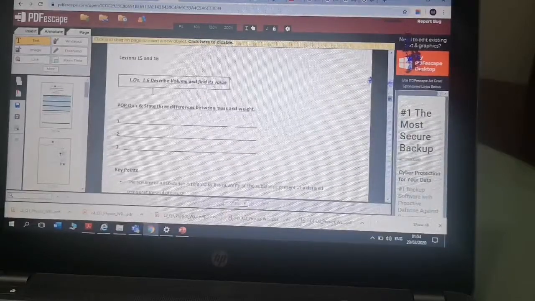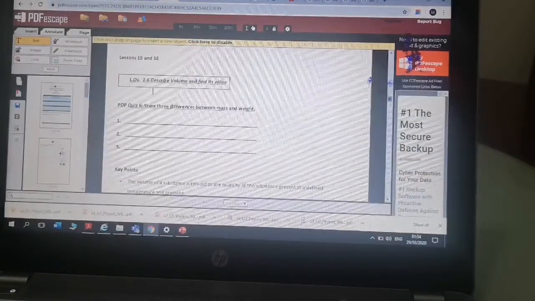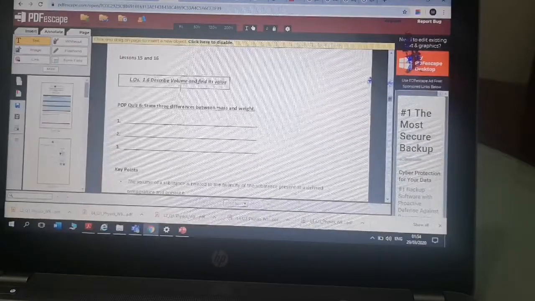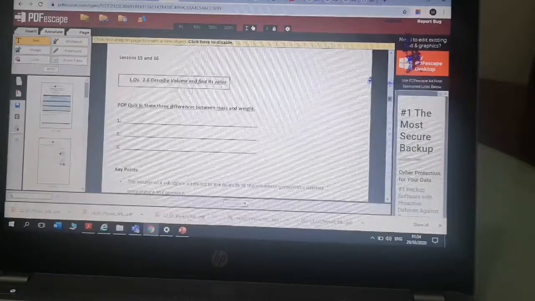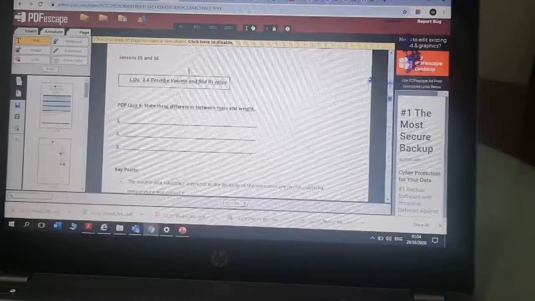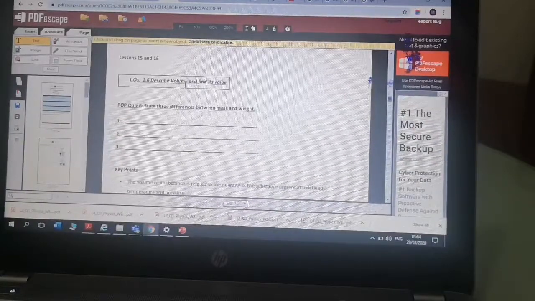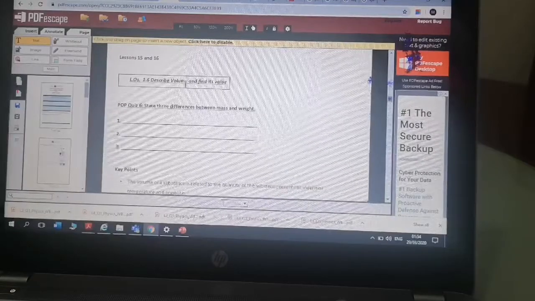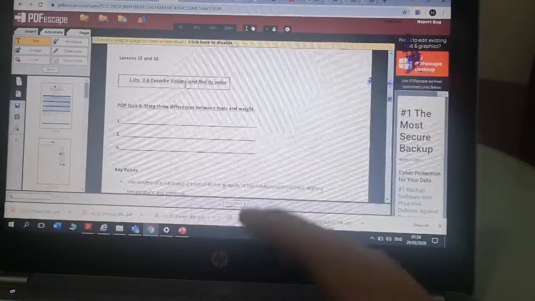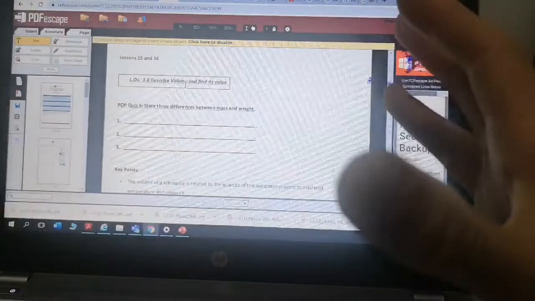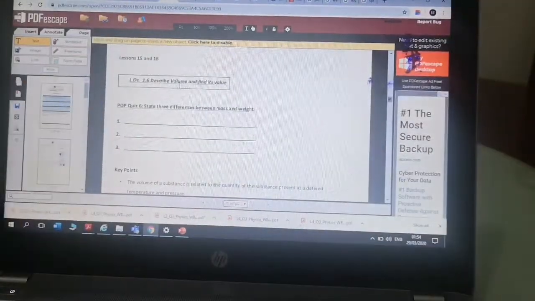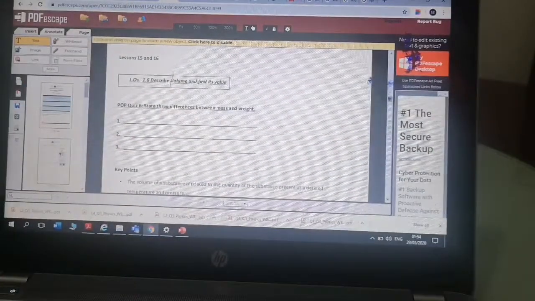Alright, so what are these next 2 lessons? We're going to look at volume, this new word. So we've talked about mass and weight. Now we're going to look at volume. Now volume is just the amount of space something takes up. So how much space does it take up? Like the size. You can think about volume as the size of the object.